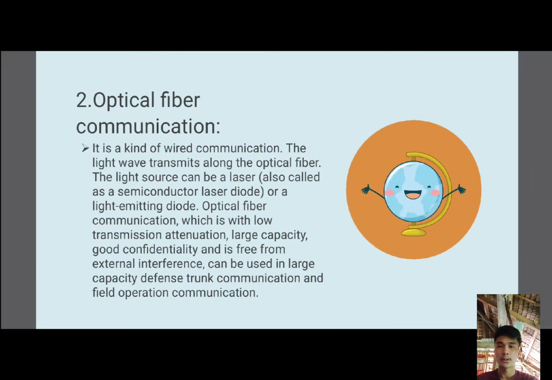Optical fiber communication is a kind of wire communication. The light waves transmit along the optical fiber. The light source can be a laser or light emitting diodes. Optical fiber communication has low transmission attenuation, large capacity, good confidentiality, and is free from external interference. It can be used in large capacity, deep and strong communication, and in field operation communication.